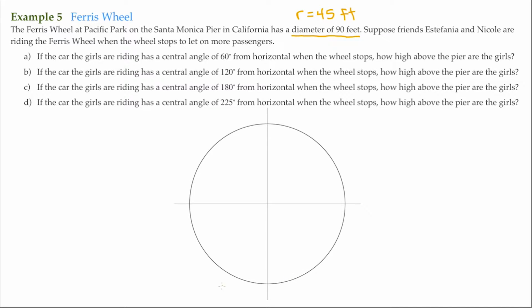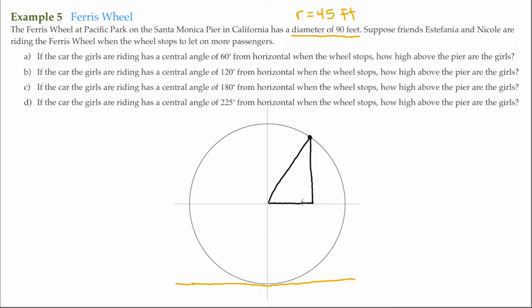So we're going to assume that the pier is right at the bottom of the Ferris wheel here. So I'm just going to kind of pencil it in like that. So now it says if the car the girls are riding has a central angle of 60 degrees from the horizontal. So 60 degrees is right about here. And of course, this is going to create our special right triangle.